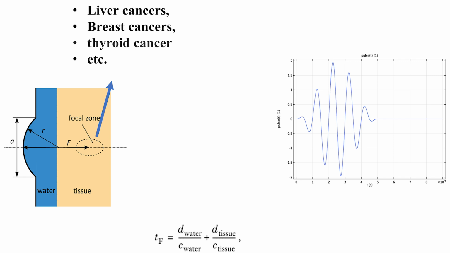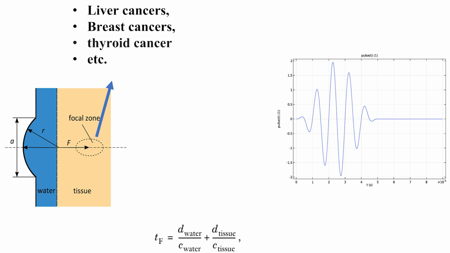Okay, here we have a schematic of water and tissue. It means you can use it for liver cancer, breast cancer, or thyroid cancer. And here we have a focal zone where maybe our tumor tissue was inserted and was in here.